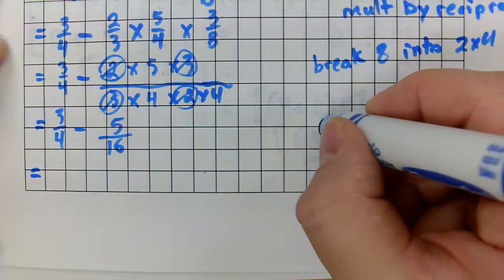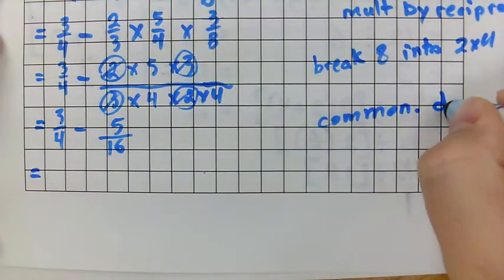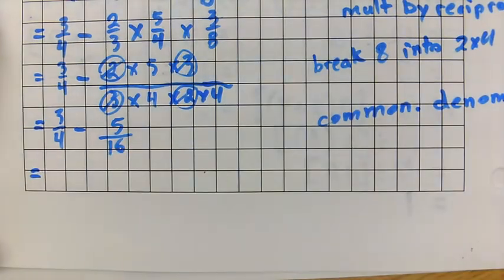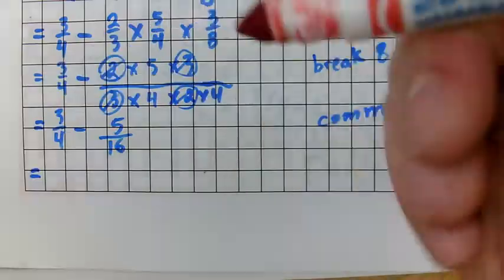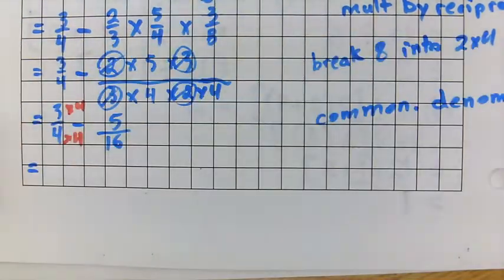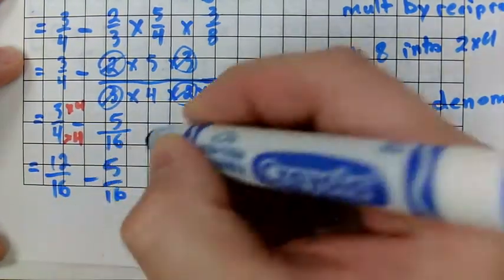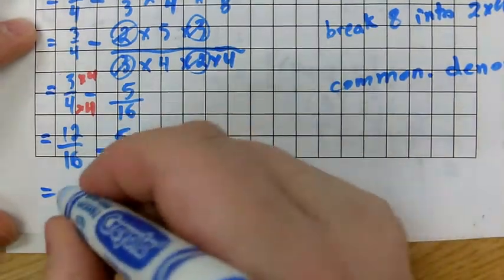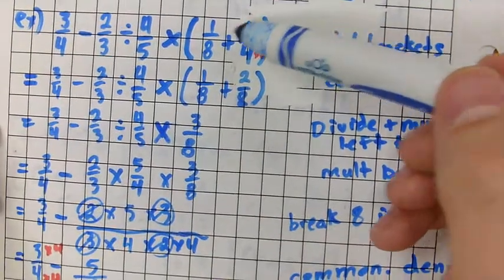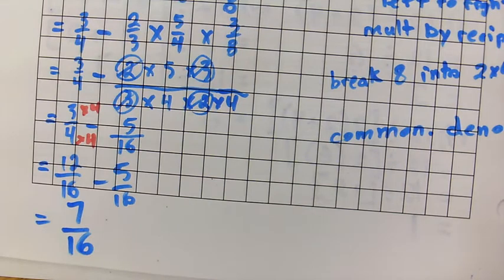Finally, we need to find a common denominator. I meant to put the dot here, so that we can actually multiply these. And how do we do that? We're going to multiply this by 4 to get 16, and that by 4. 3 times 4 is 12. So it's 12/16 subtract 5/16. And finally, we're left with 12 subtract 5 is 7 all over 16. So this expression right up here actually equals, in this equation, all the way down to 7/16.